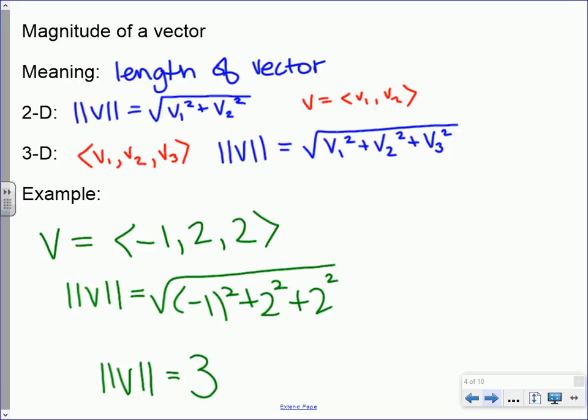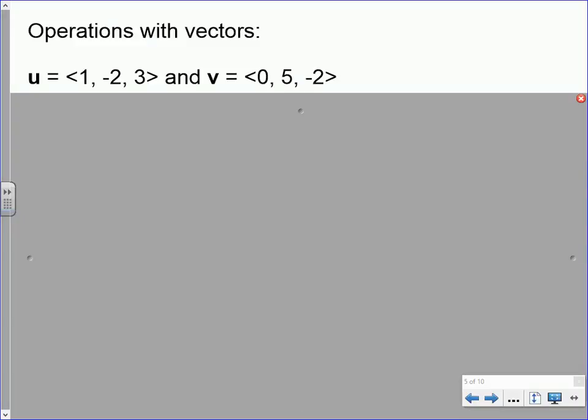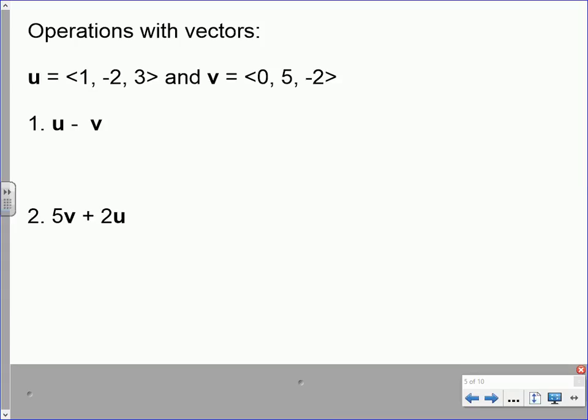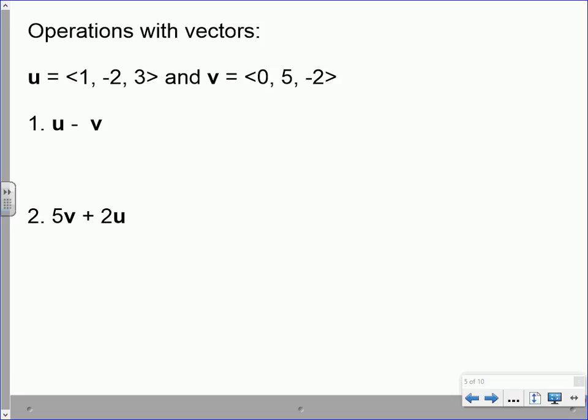Exciting stuff. Okay. I would like you to write down these two vectors. Vector u is the vector 1, negative 2, 3. And vector v is the vector 0, 5, negative 2. Is that the same from before? Never mind. Just kidding. You and your pod need to work together to find me u minus v and 5v plus 2u.